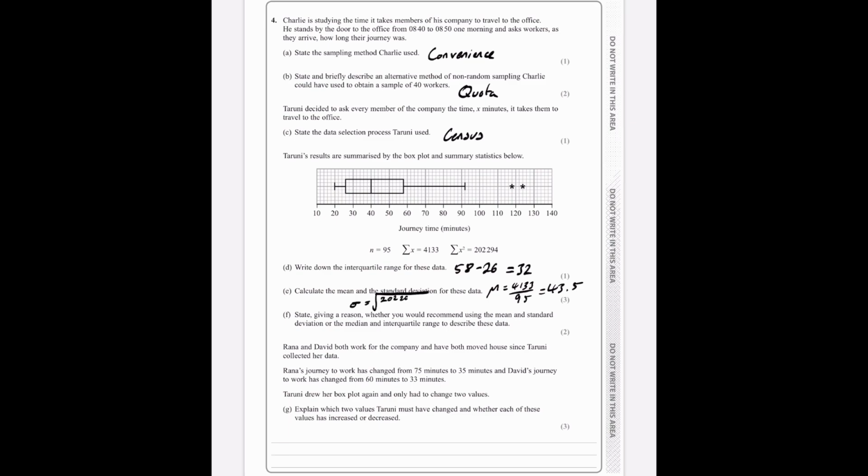And again, I apologise, that looks horrendous. I should have double screened that one. Don't worry. It gets better as it goes on. Anyway, plugging that into the calculator, the standard deviation comes out as 15.4.